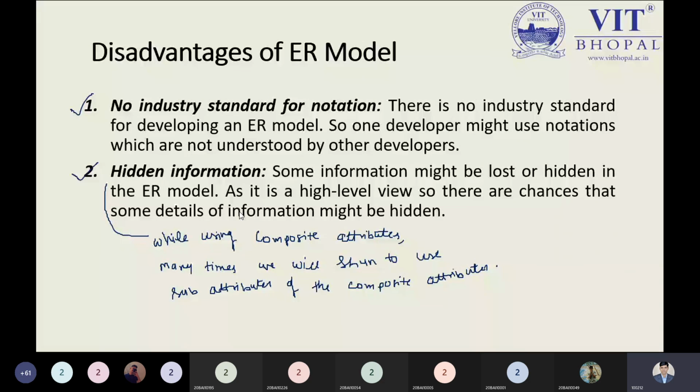Some information is hidden. Yes, definitely this is the point. Just like the composite attribute. If we don't know the address, we have to identify it. An address could be a permanent address or a temporary address. An address can have various parts, so that is something that will be hidden. We have to assume and identify it. That is the important point we have to understand. While using the composite attribute, many times we will shun, meaning we may avoid using sub-attributes. But very frankly speaking, we have to use them.